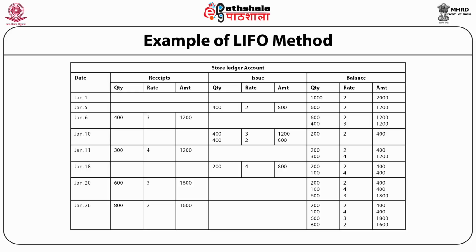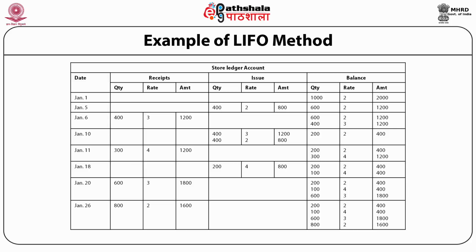Now, when we have to make an issue on 10th January, the issue was of 800 units. We have to make an issue of 800 units. The preference was given to the units which were received last, that is 400 units at the rate of 3. It means in the LIFO method, the units which are received last are issued first. Which comes last goes first.